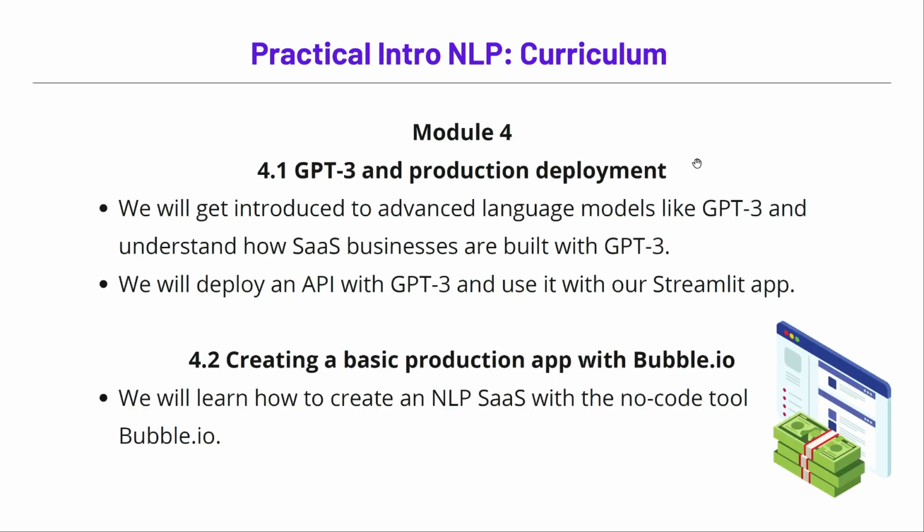And in module 4 we will learn one of the most advanced text generation algorithms called GPT-3, and how you can use the GPT-3 API to build products on top of that. So you'll be equipped with building new SaaS apps using GPT-3, and we'll go from converting code into an API, and that API will be converted into a production app with a no-code tool like bubble.io.